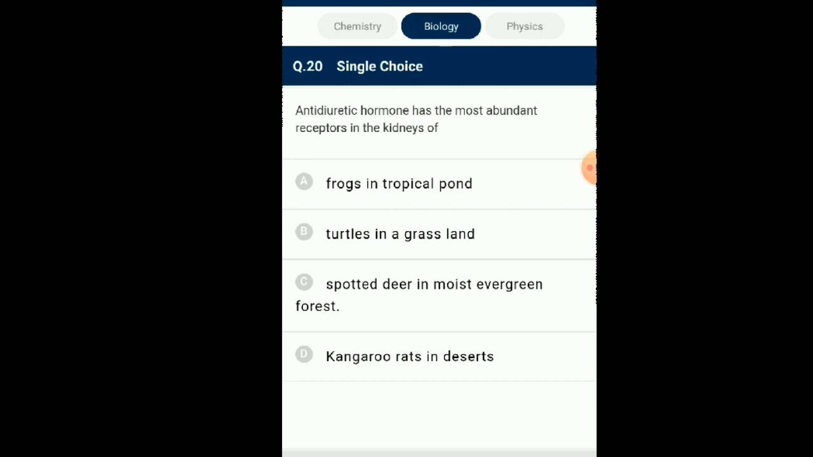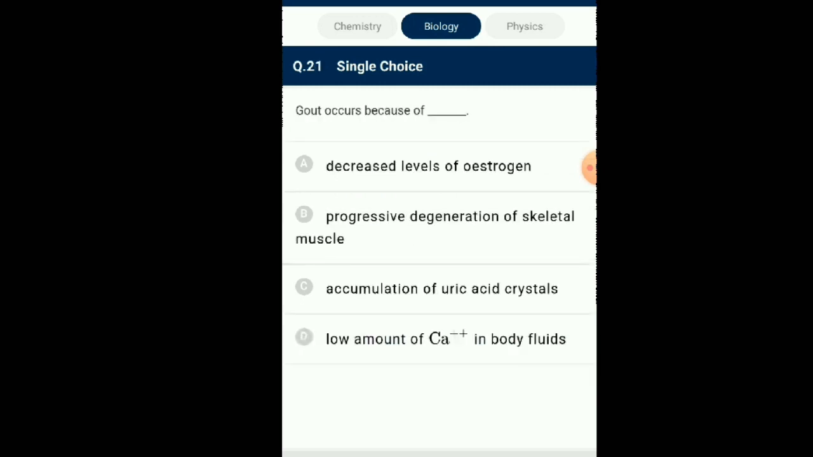This causes the stimulation of the hypothalamus to secrete the antidiuretic hormone or vasopressin from the neurohypophysis. So the answer for this question is option D. Rats in deserts.